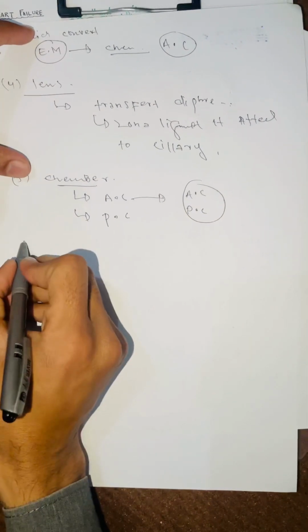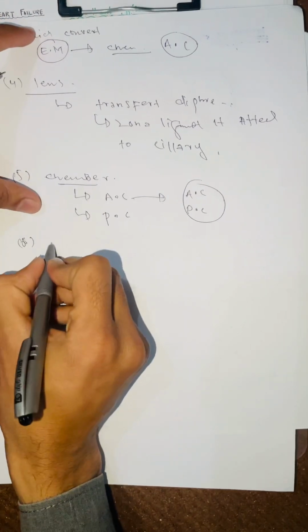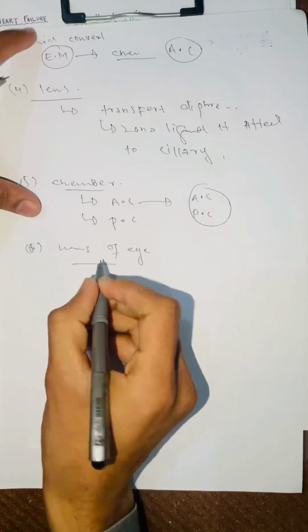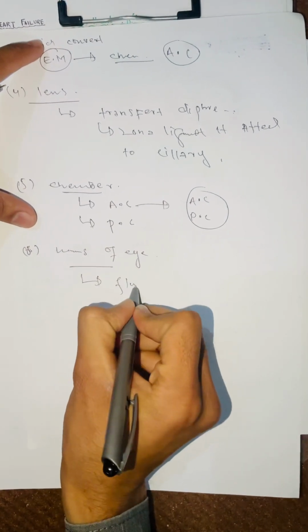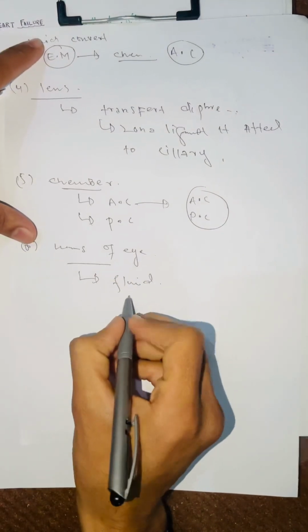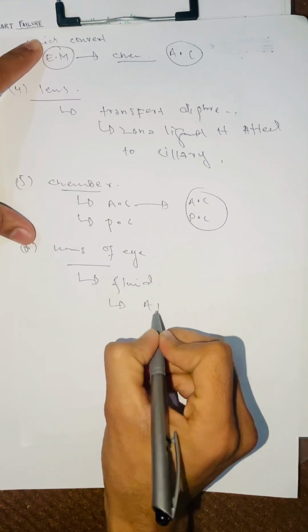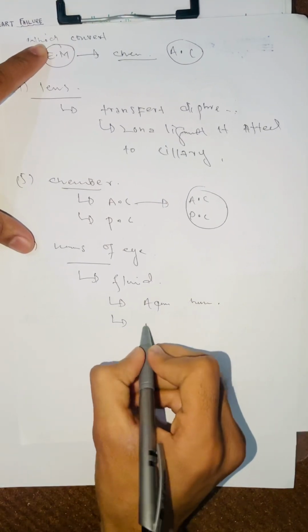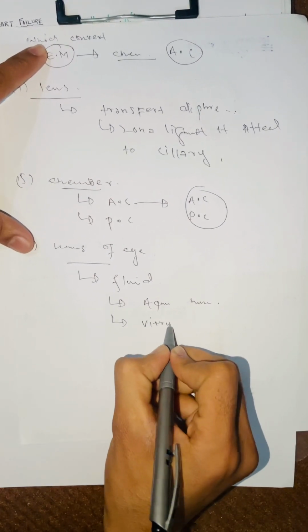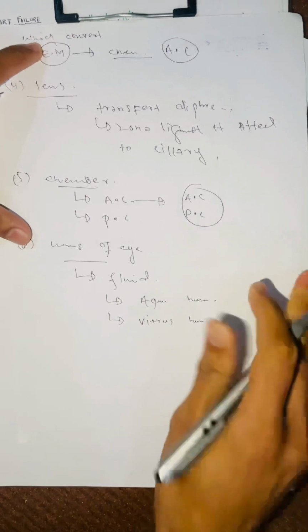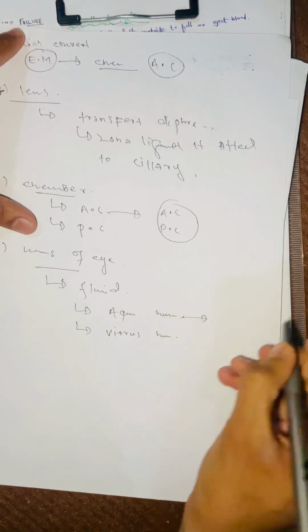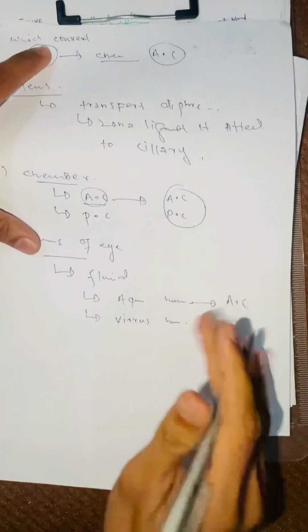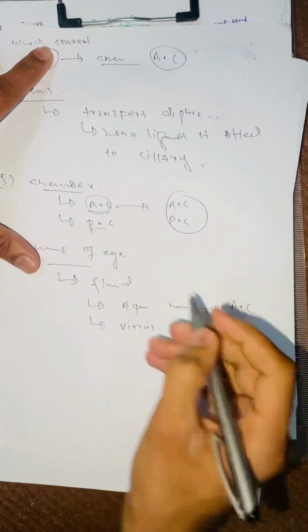Now the last one is the humors of the eye, which are basically fluid. Two types. The one is aqueous humor, the second one is vitreous humor. Aqueous humor is present in the anterior chamber, this one is the anterior chamber, and vitreous humor is present in the posterior chamber.